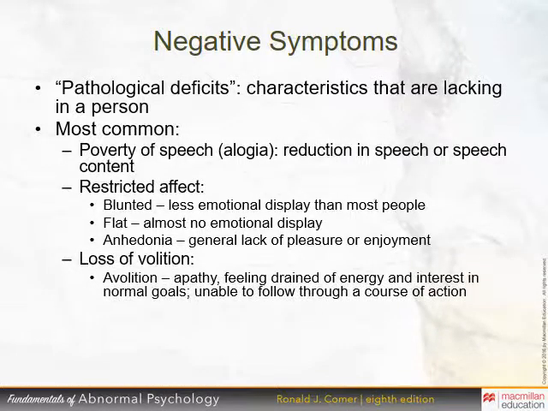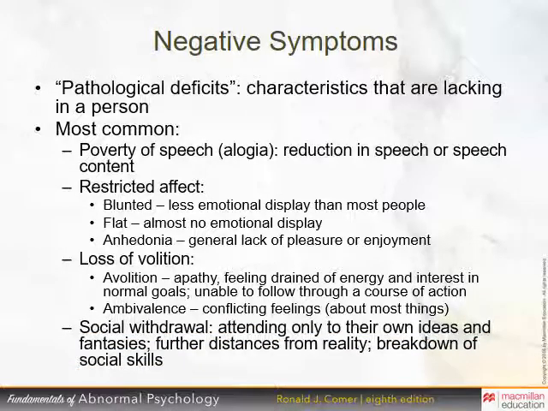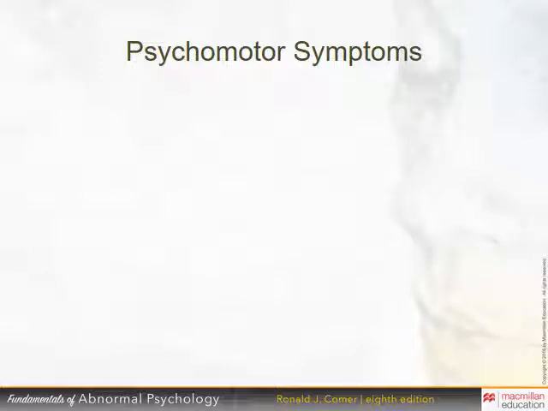And then loss of volition. So avolition means that there's apathy, a feeling that the energy has been drained, that the interest in normal goals is no longer there, and that they're unable to follow through a course of action. And then ambivalence. These are having conflicting feelings about most things, not specific issues. And then social withdrawal, so attending only to their own ideas and fantasies, which further distances them from reality and creates a breakdown of social skills.